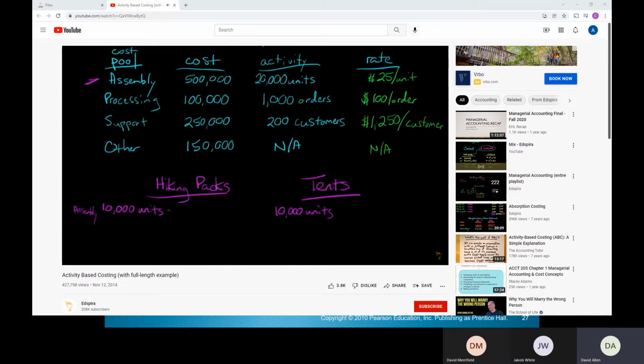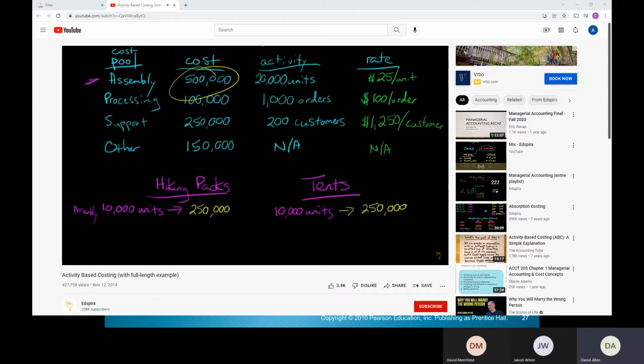So 10,000 units, what is that going to lead to in cost? Well, we have that $25 a unit. So for each of these, it's going to be $250,000. Let me change again. So $250,000 is the cost when we look at there. We have 10,000 units of tents, 10,000 units of hiking packs. Basically, we're splitting this $500,000 half over here and half over here with the tents. And another way of looking at it is just that $25 a unit. So we're producing the same amount of units for each.